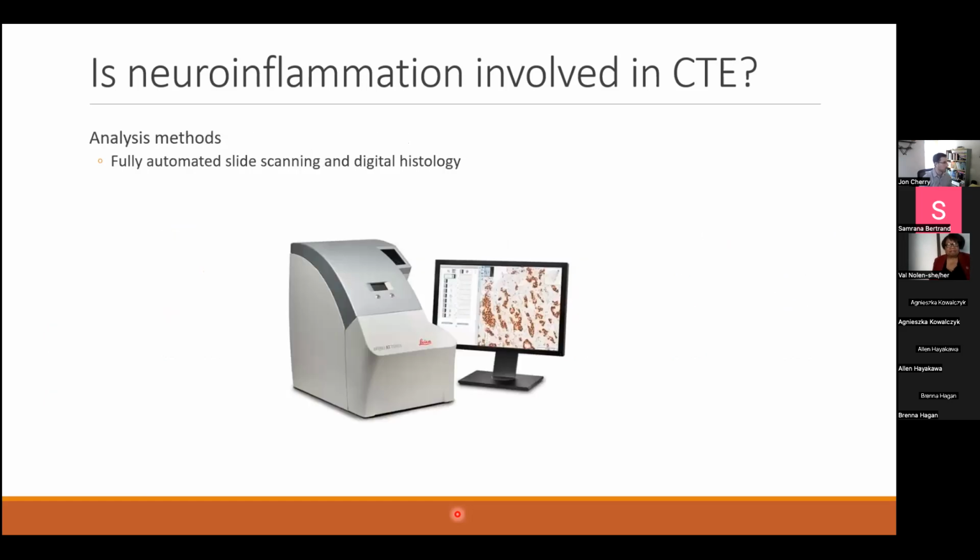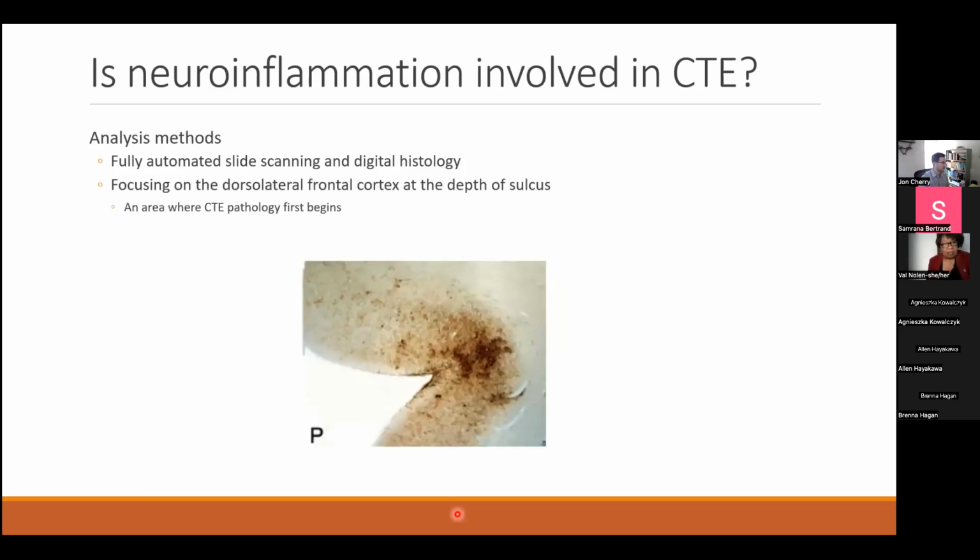So how do we do this? We have a fully automated digital slide scanning setup in the BU CTE Center that allows us to scan in glass cover slip slides at 400 at a time. So it's a very powerful system to look at histology. And we use this to do fully automated histologic analysis. So slides are stained with several markers and they're analyzed this way on our slide scanner.